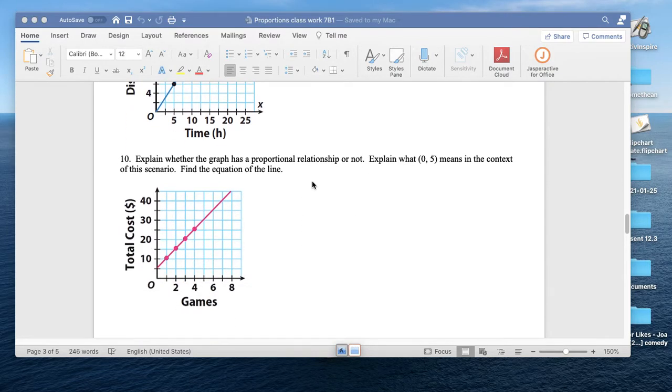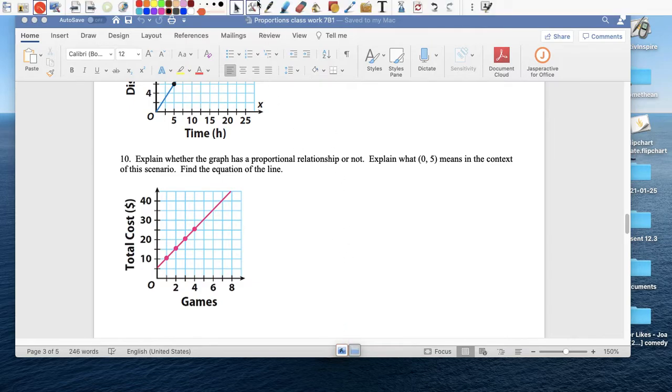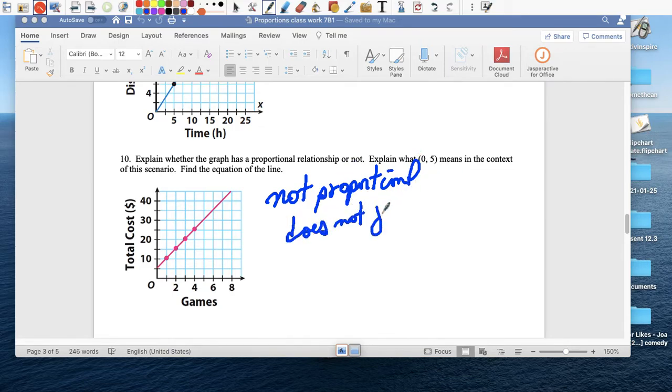10. Explain if the graph has a proportional relationship or not, and explain what 0, 5 means in the context of the scenario. So here, and I think I talked to a couple of you today in class about it, it is not proportional. It doesn't go through the origin, does not go through 0, 0, right? It does not cross the y-axis at 0, so it's not proportional.